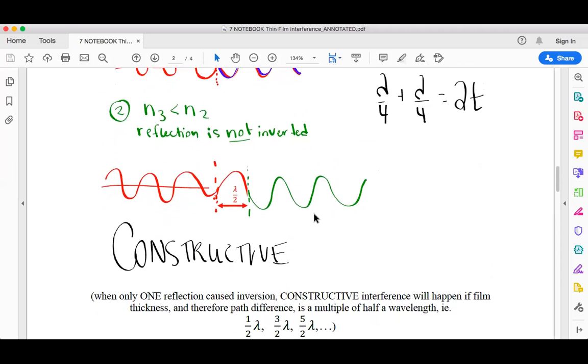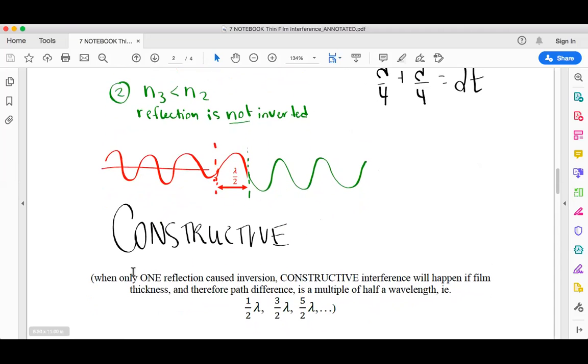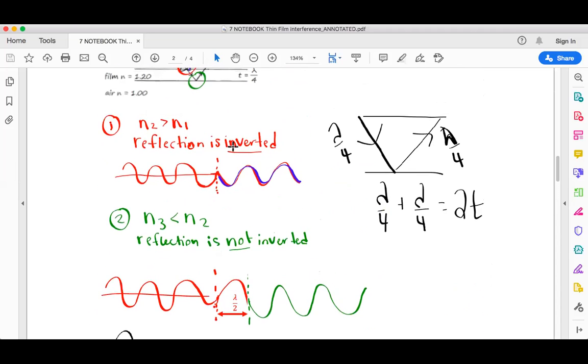And there are different ways that constructive interference could occur. The constructive interference would have worked out if it was a half wavelength, 3/2 wavelengths, 5/2 wavelengths. Anytime it was a half wavelength increment, it would have worked out, in this particular scenario where we have one inversion at one reflection, but not the other reflection.